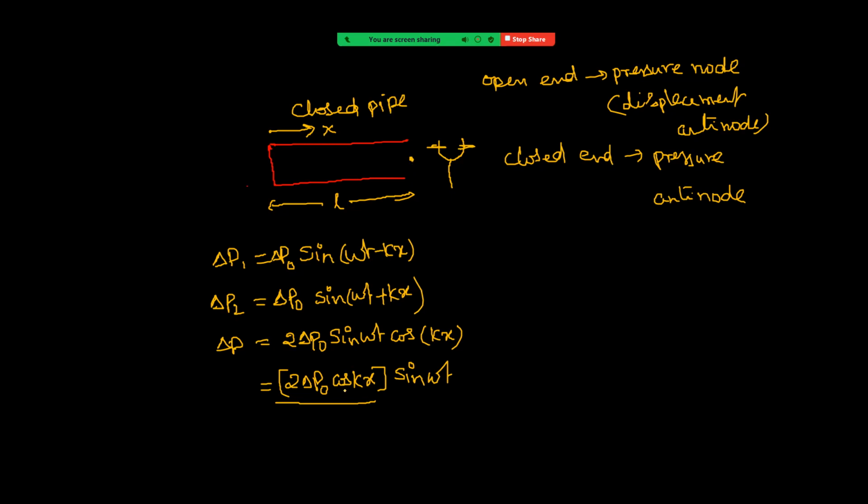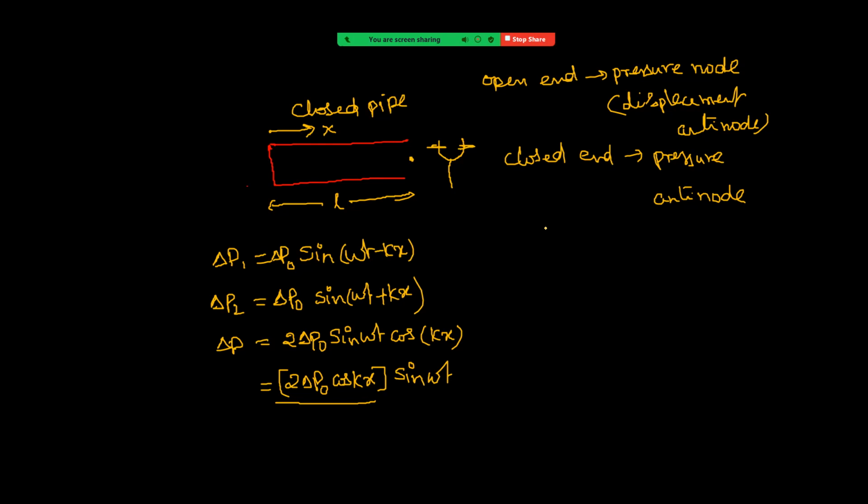So should we write sin kx or cos kx? If you take the closed end as x equal to 0, it must be cos kx. If you take the open end as x equal to 0, that must be sin kx. Okay, right. So this is now the equation for a standing wave. Now let us see a few points regarding this.